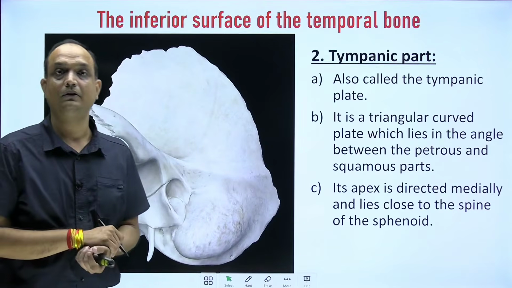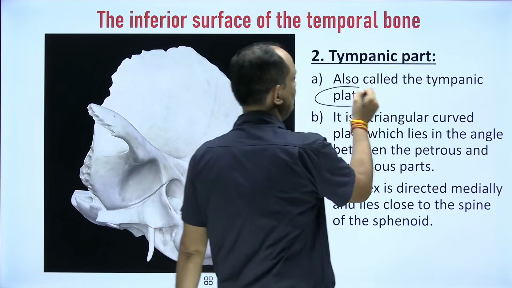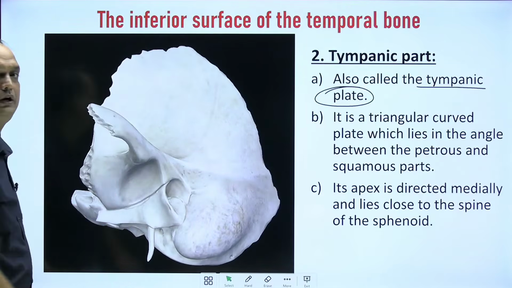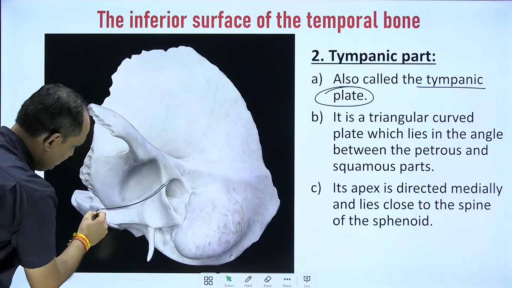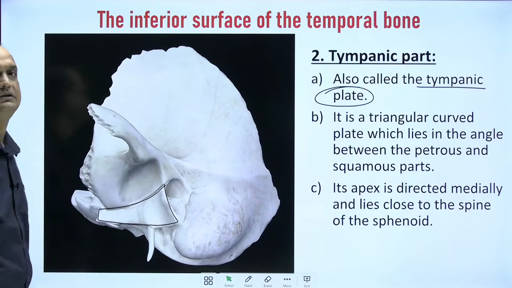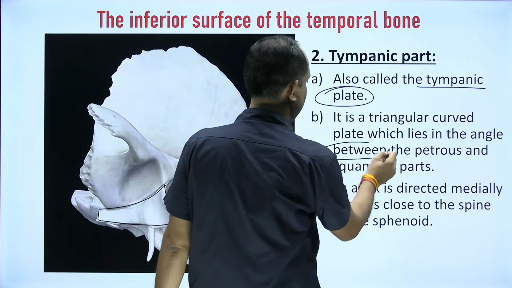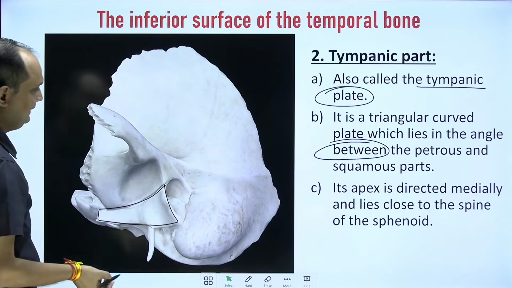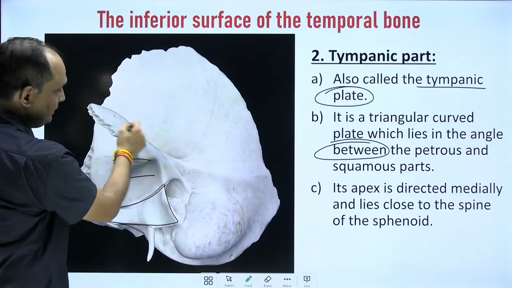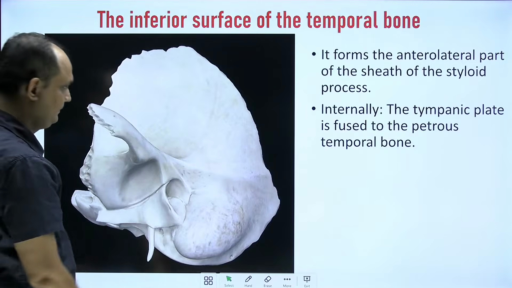Then you will have the second part of the temporal bone, known as the tympanic part. This tympanic part is more commonly known as the tympanic plate of your temporal bone. Now, when you see the temporal bone individually, you will find that this triangular plate is visible in the Norma basalis. This triangular plate is known as the tympanic part of the temporal bone, and it lies in the angle between the petrous part and squamous part. So where is the petrous part? This is the petrous part, which is partially visible here, and the remaining is the squamous part. So this plate lies between the petrous part and your squamous part.